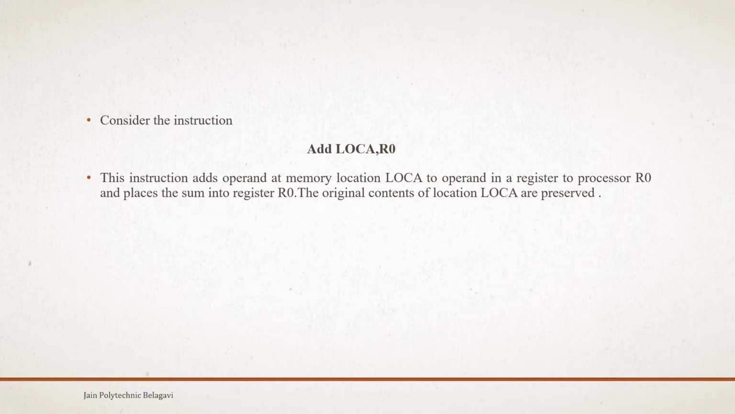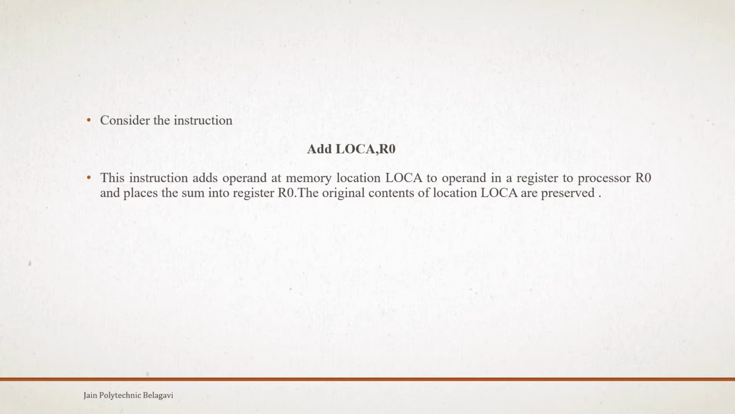So what this instruction does is it adds the operand that is present at the memory location A. Location A is the memory location, that is, the name of the memory location, so it contains an operand. That operand will be added to the operand that is present in the register R0. R0 is the register that is responsible for holding operands. So the sum of these two operands will again be stored into the register R0.